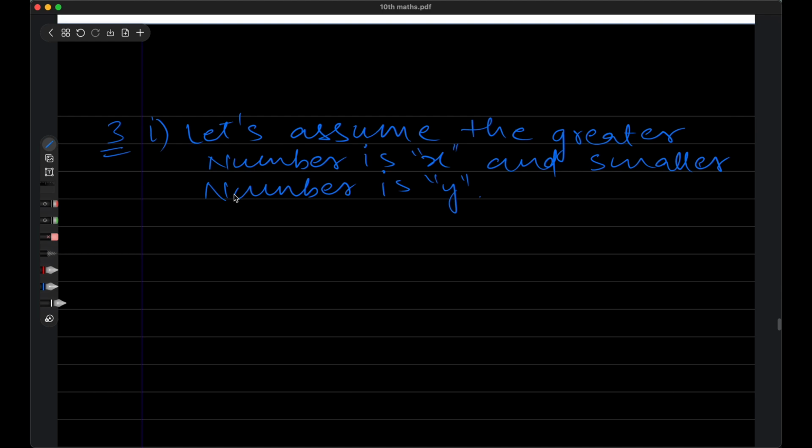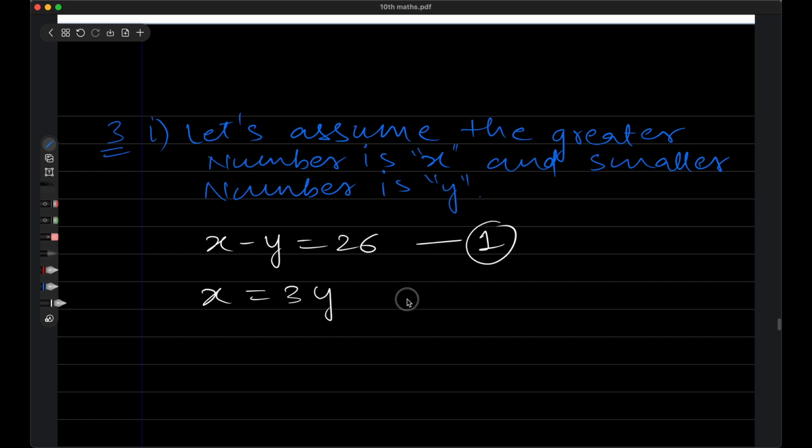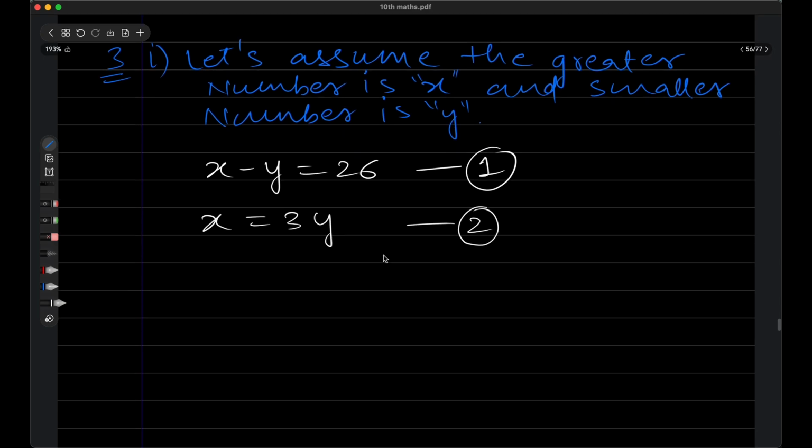The difference between two numbers is 26. So the larger number x minus smaller number y equals to 26. This is the first equation. In the second equation, that is one number, that is larger number x is 3 times the smaller number. So we have to multiply smaller number by 3 to make the equal sign. This is the second statement.